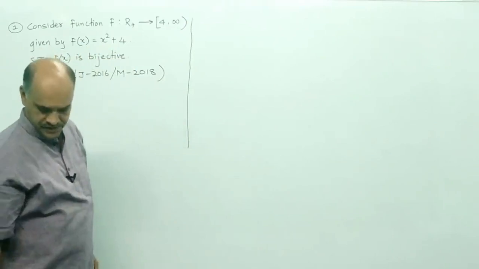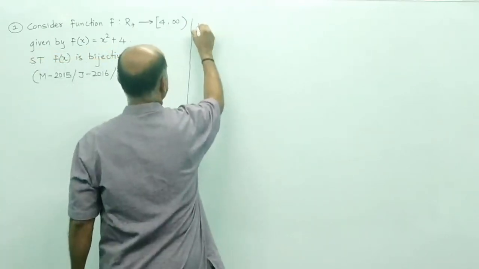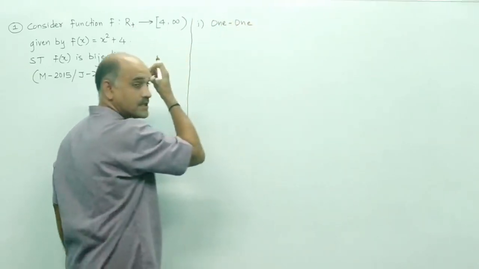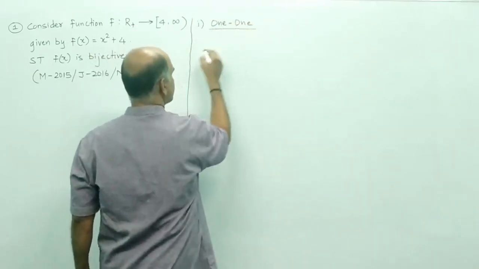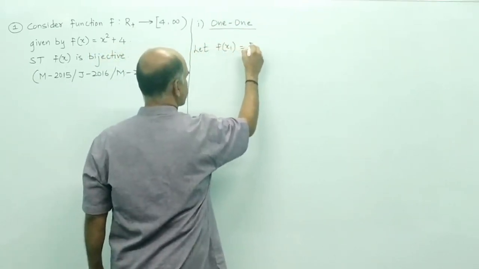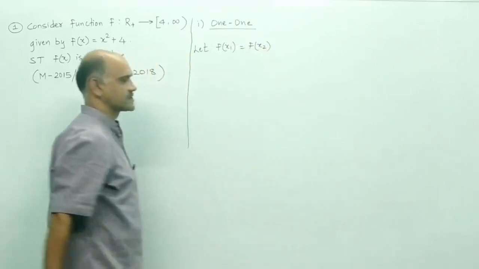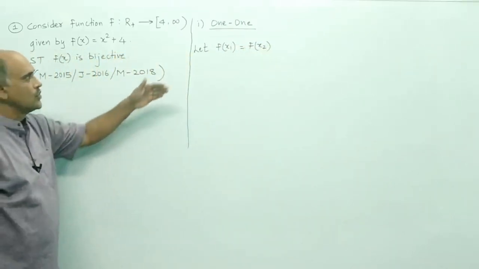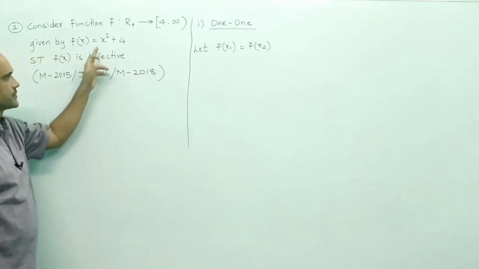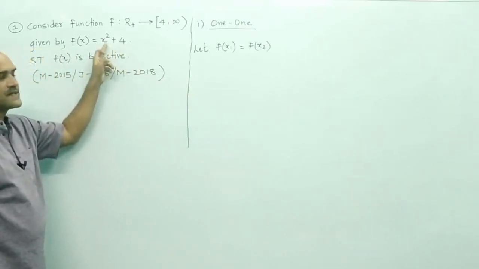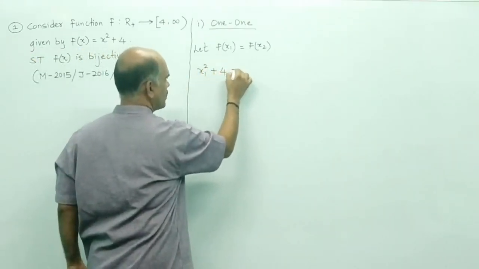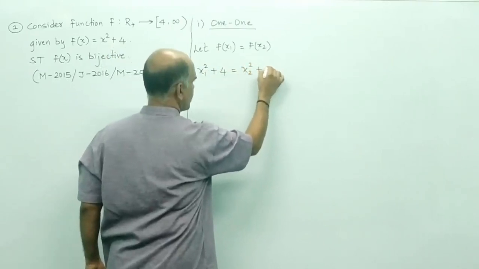So first, one-one. You remember, students, how we take it. For one-one, first we take: let f of x1 is equal to f of x2. If you solve this, you should get x1 is equal to x2. Now I will substitute in the given function. So I will have x1 square plus 4 is equal to x2 square plus 4.